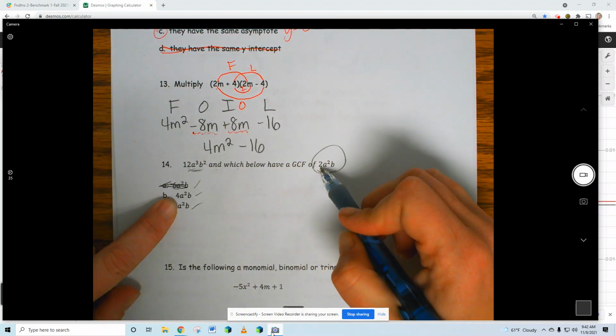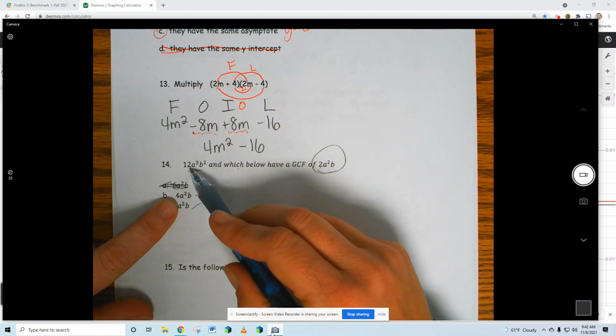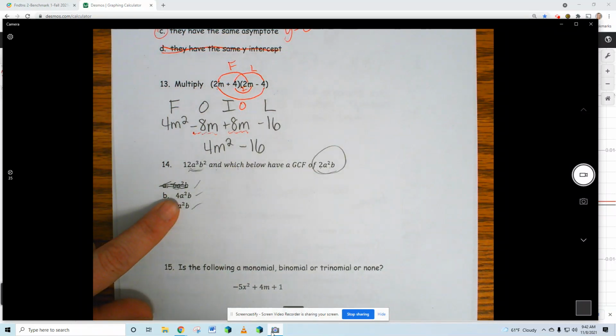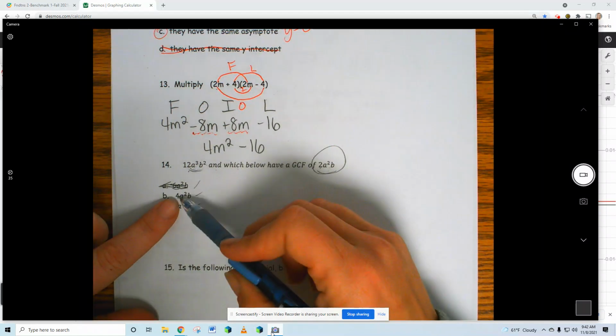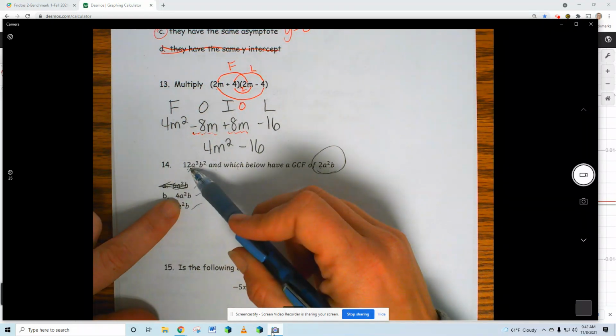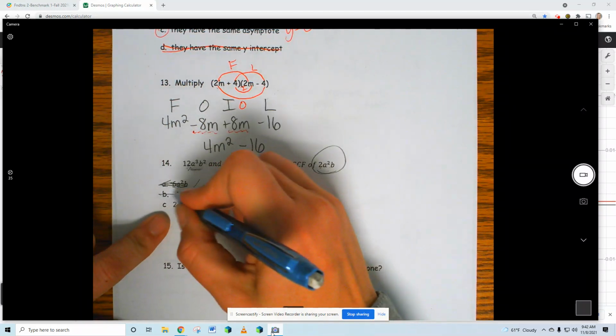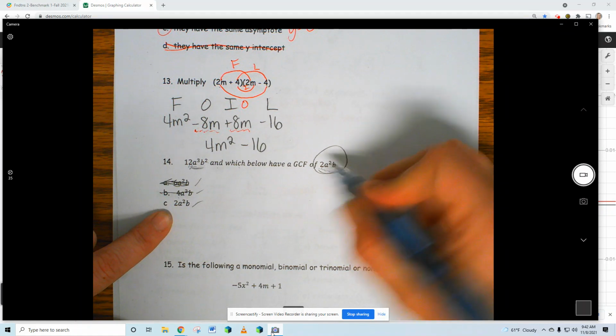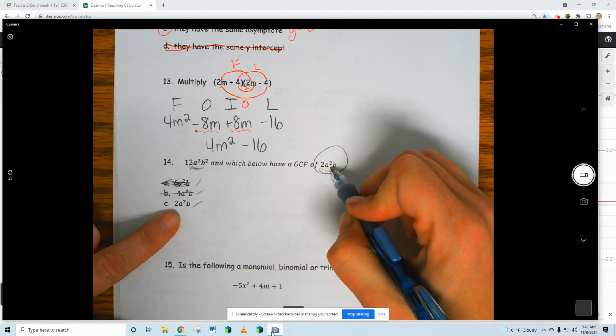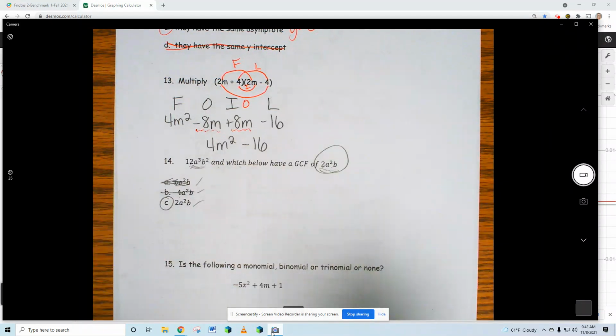2 and 4. If 4 and 12, would I pick 2 as a GCF? Could I? What would I pick instead? I would have 4 and 12. I would have picked a 4. So it's not B. How about itself? Can it go into itself? Yes. So C is an answer.